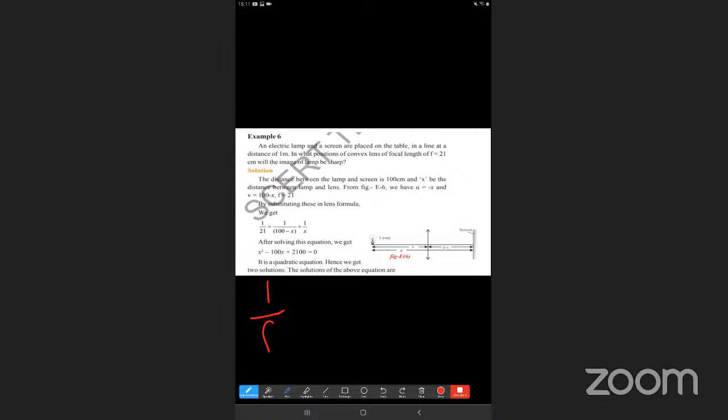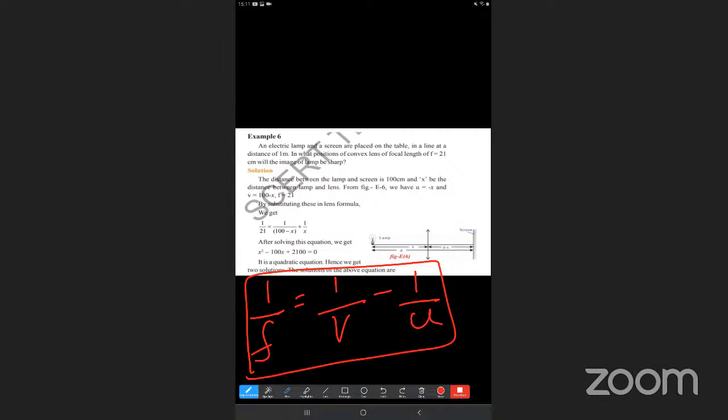Already we know the formula, 1 by f equals 1 by v minus 1 by u. This is the lens formula, right? Substitute all the values in this equation. So f equals, we know, 1 by 21. So 1 by 21 equals 1 by v, where the v value is 100 minus x. So here we have minus, and the u value is minus x. So it becomes now 1 by 21 equals 1 by (100 minus x) plus 1 by x.